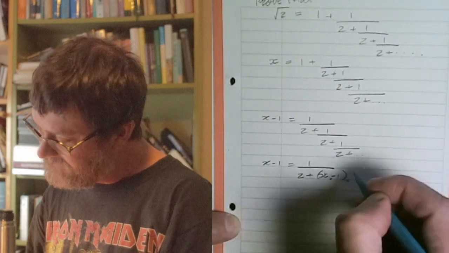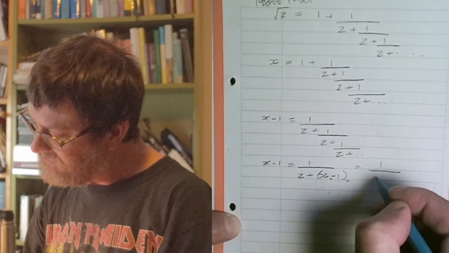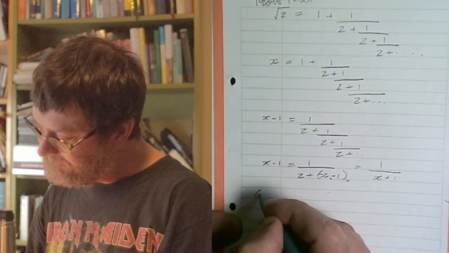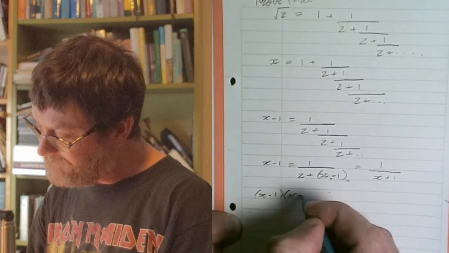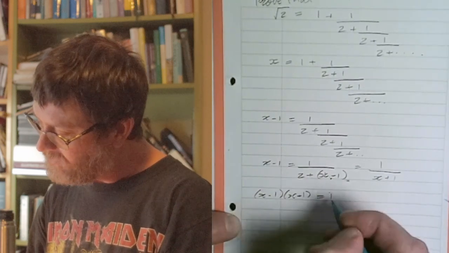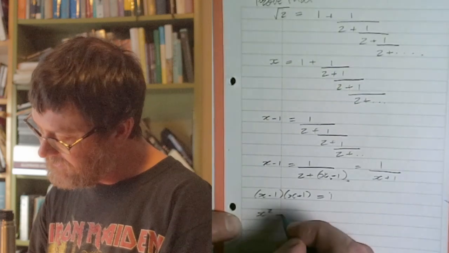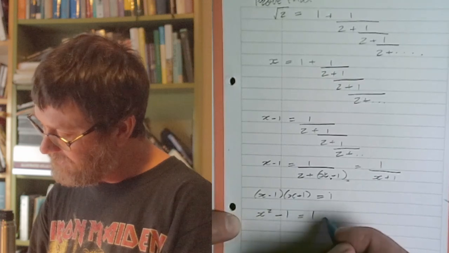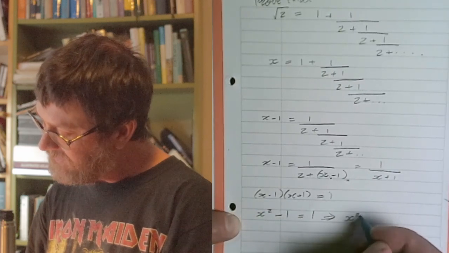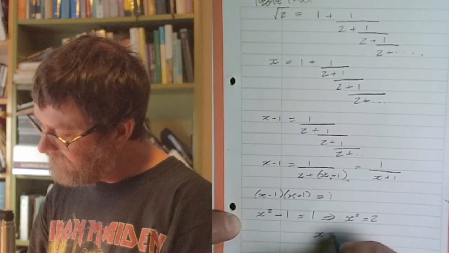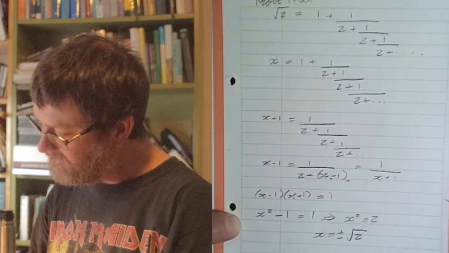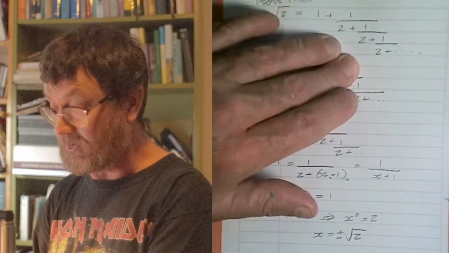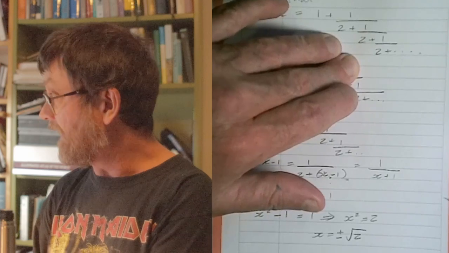kind of easy, because we can just say this is 1 over x plus 1, and then we multiply out: x minus 1 times x plus 1 equals 1. So x squared minus 1, I'm assuming we can multiply this out, equals 1. So x squared is 2. So x is plus or minus the square root of 2. And it can't be the negative square root of 2 because everything in our original equation was positive. And that's the proof.